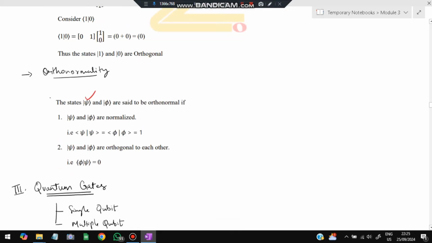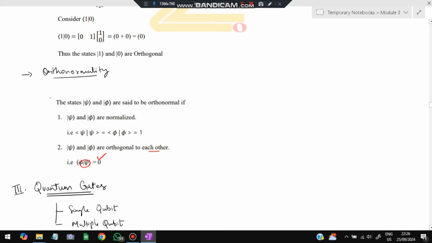If there are two states and they are said to be orthonormal, both must be normalized, which means the inner product of this and this are both equal to 1. And these are orthogonal to each other, so the inner product of these both should be equal to 0.